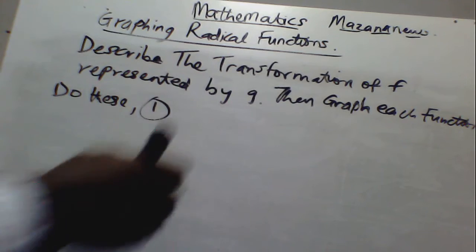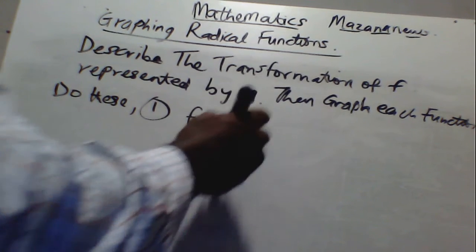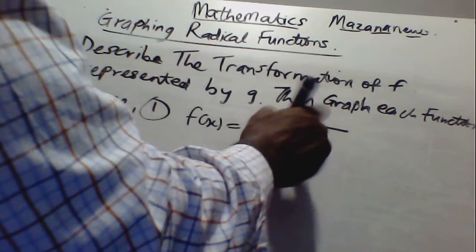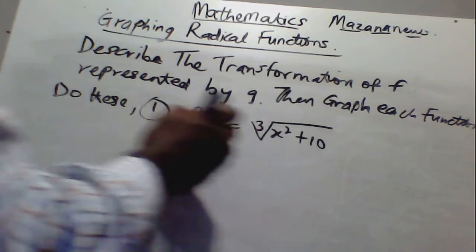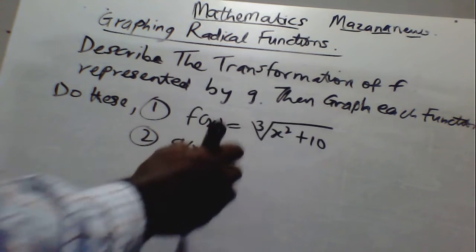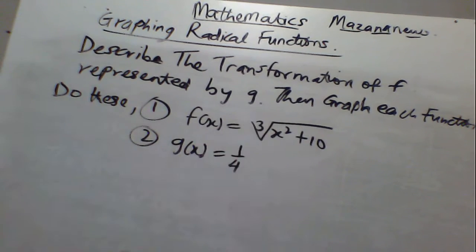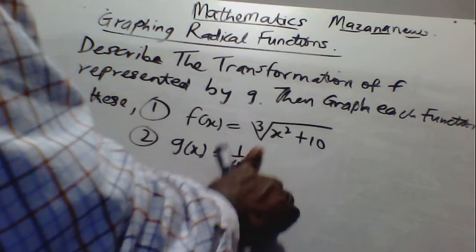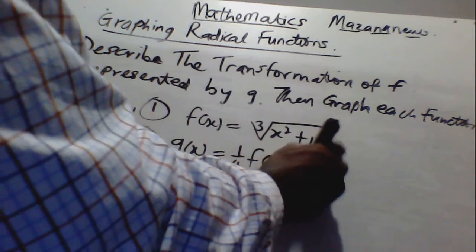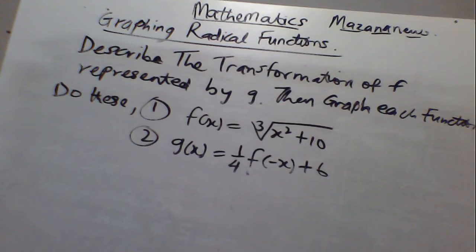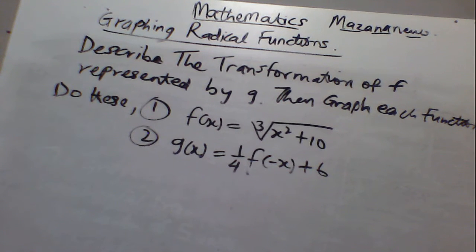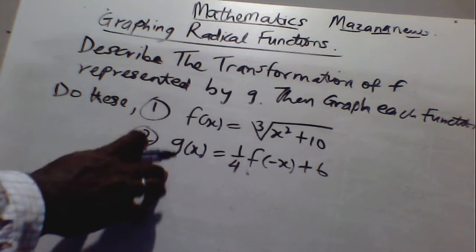The first one, f of x, g of x equals 1/4 minus x plus 6. So describe the transformation of f represented by g.